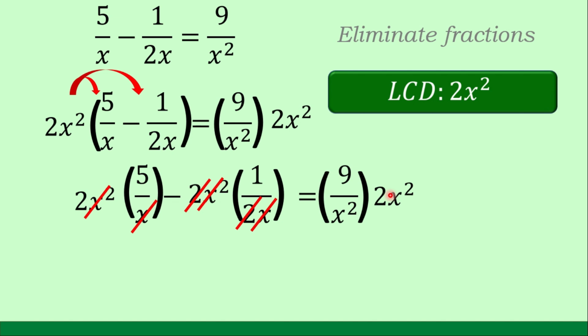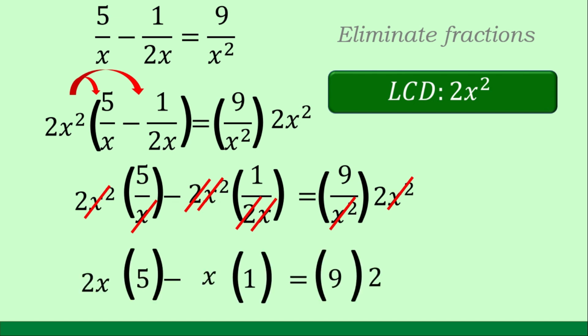How about on the right side? We can cancel a common factor, which is x squared. Very good. So we are going to cancel that one out like this. So to simplify that one, showing you the remaining terms, it will look like this. There. So we have here again, we have a remaining x. So we have 2x multiplied to 5 minus x, the remaining x here, times 1 is equal to 9 times 2. See, from the given rational equation, after multiplying the LCD to both sides of our equation, it looks like this. That's the beauty of our LCD. Let's make use of that.